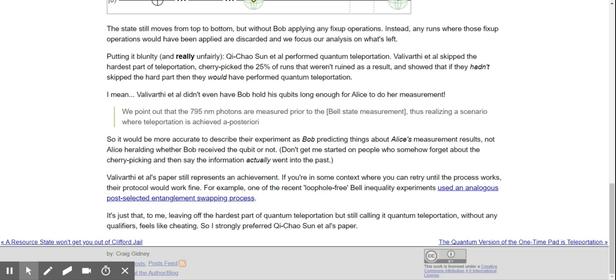There are contexts where you can retry until the process works, and your protocol would work fine. For example, one of the recent loophole-free Bell inequality experiments. It's just that, to me, leaving off the hardest part of quantum teleportation, but still calling it quantum teleportation without any qualifiers, feels like cheating. So I strongly prefer Ki Chao San's paper.